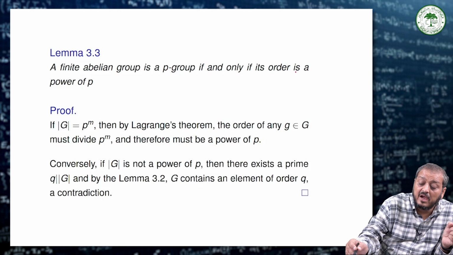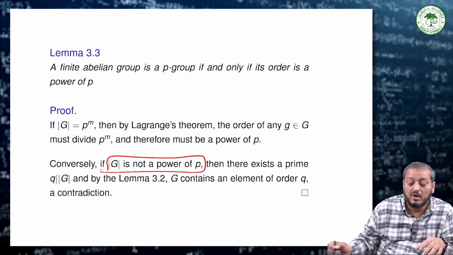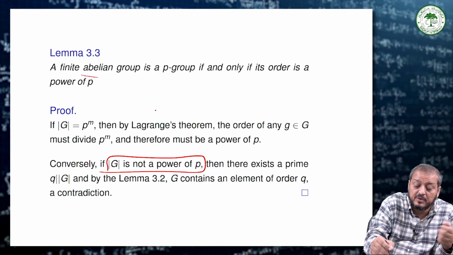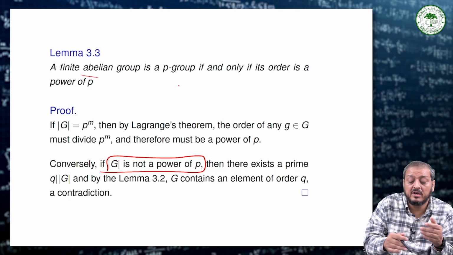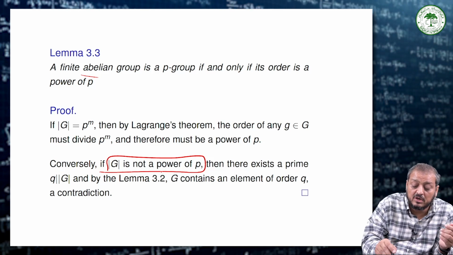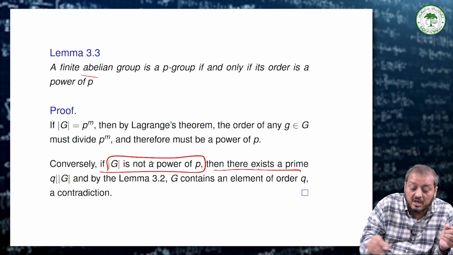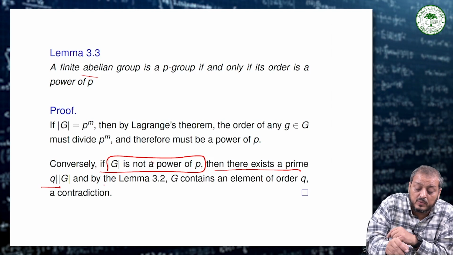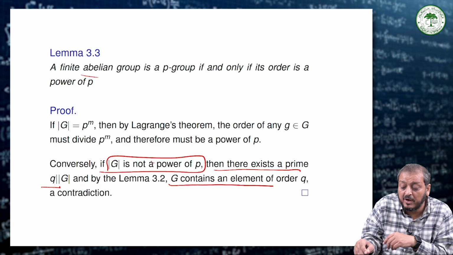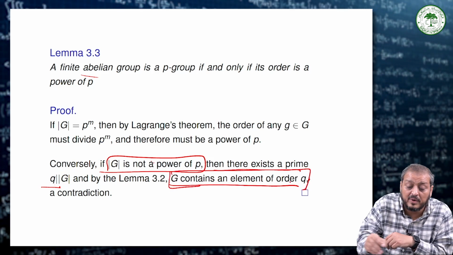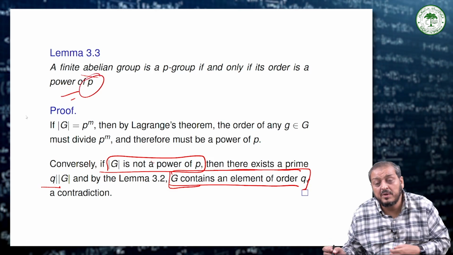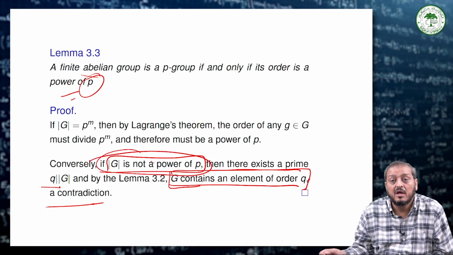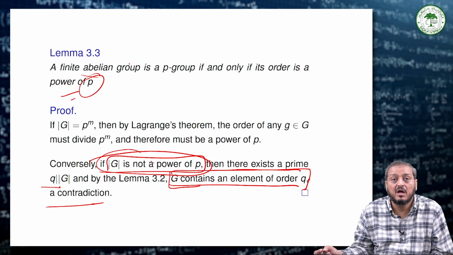Now conversely, if the order of G is not a power of P, we have to prove by contradiction. Suppose the order of G is not a power of P. Then there exists a prime number Q which divides the order of G, by the previous lemma. If Q divides the order of G, then G contains an element of order Q. But every element of this order is a power of P, so this is a contradiction, and that means the order of G must be a power of a prime. So this again completes the proof of this lemma.